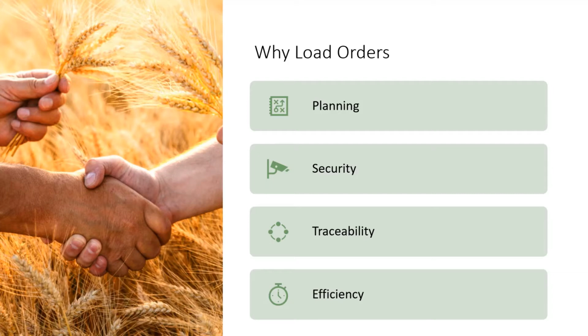Traceability is the other part of the load orders. We can trace a load order all the way from its origination to the time it's shipped to the time it's invoiced. It gives you one number all the way through that and allows you to communicate effectively using the load order number.